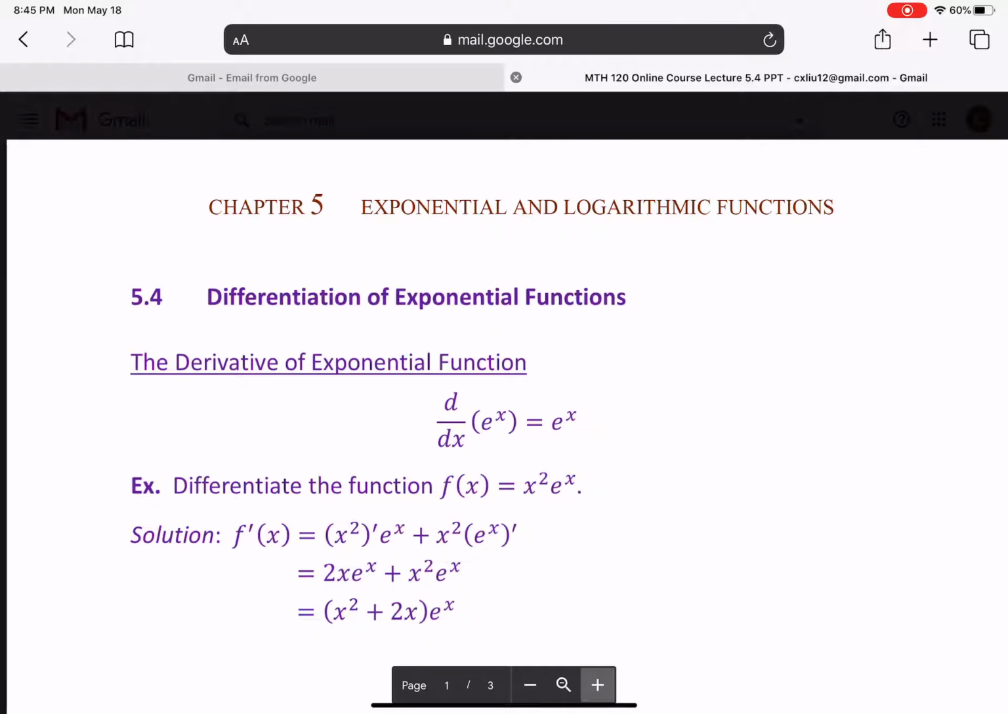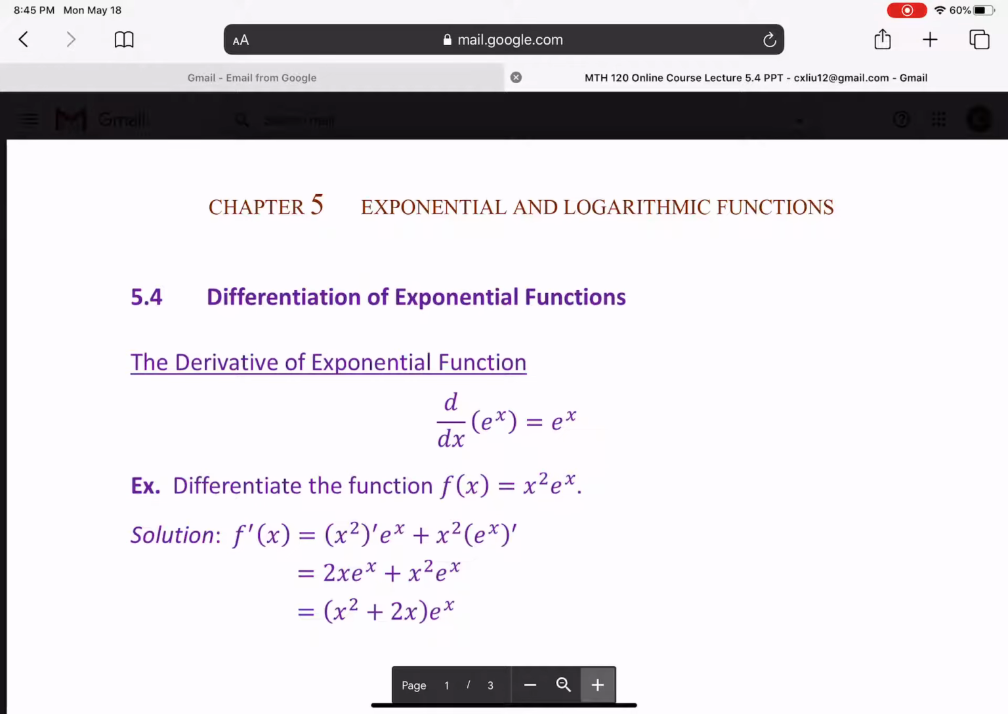Hello, today we're going to discuss 5.4 differentiation of exponential functions. The huge advantage of the natural base e is that when you take the derivative of e to the x, you get e to the x itself. So we can use this formula to take the derivative of any function involving exponential functions.